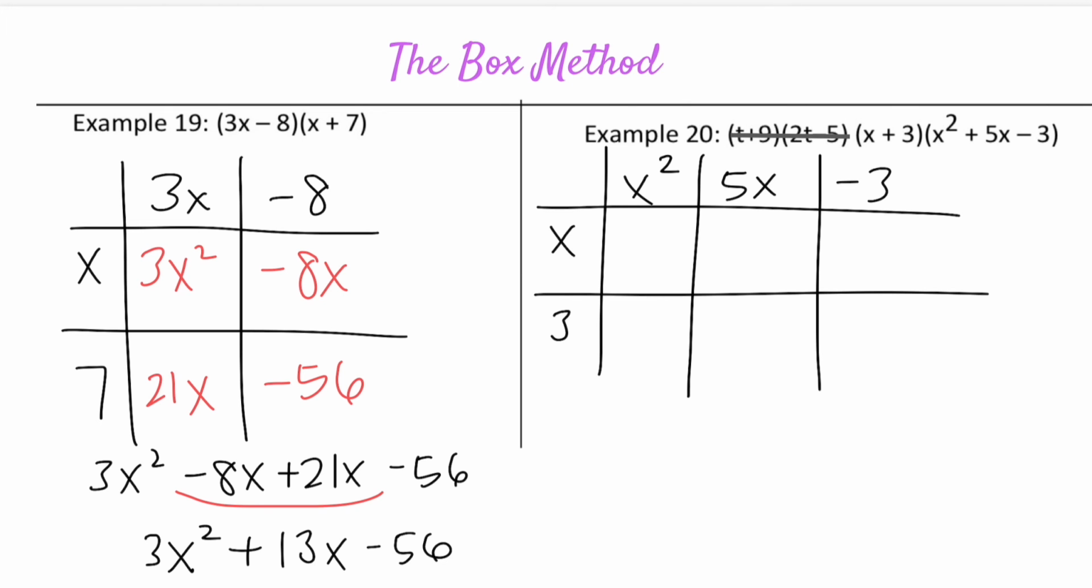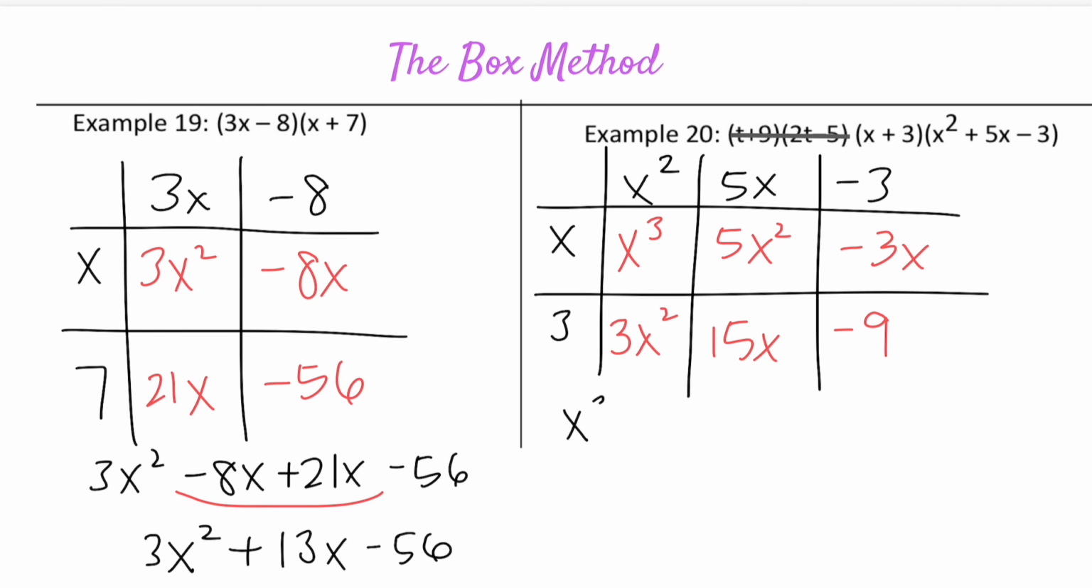So when I do x squared times x, I get x cubed. X squared times 3 is 3x squared. 5x times x is 5x squared. 5x times 3 is 15x. Negative 3 times x is negative 3x. And negative 3 times 9 is negative 9.